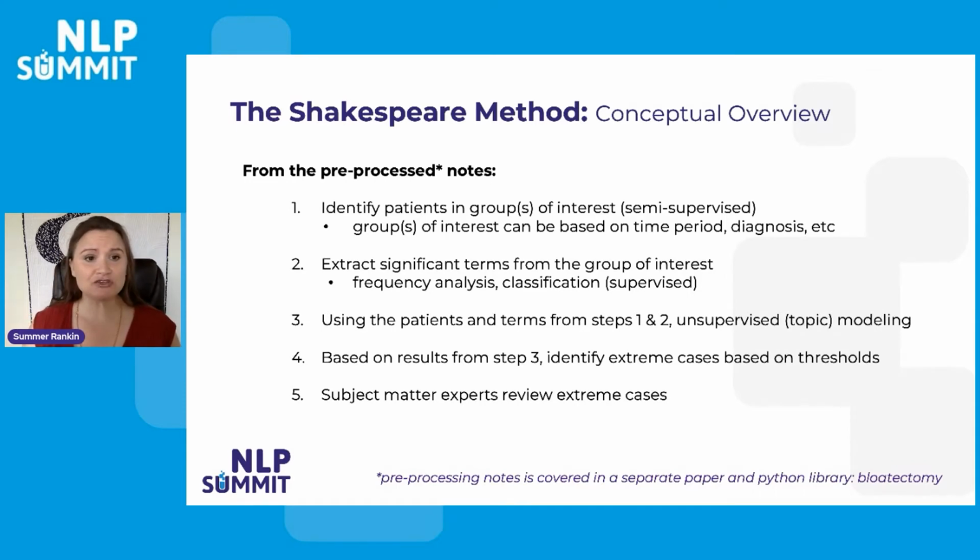Number two is to extract significant terms from that group of interest. And we have a couple of different ways we do that. Three is using the patients and terms from that group of interest, and then conducting unsupervised topic modeling on this particular group of patients using the vocabulary that we've pulled out of step 2. Step 4 is based on the results from step 3 to identify extreme cases. And then step 5 is to then have subject matter experts review these extreme cases.